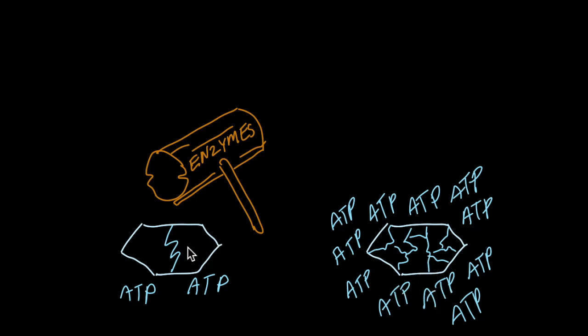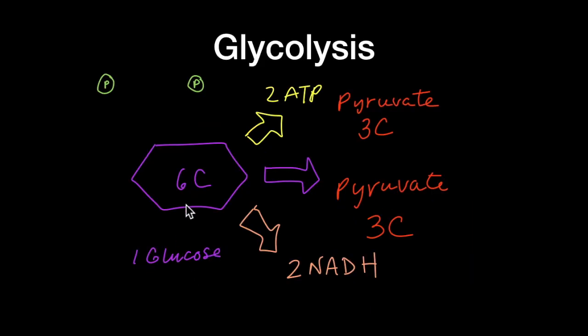So glycolysis is this part over here. We're just going to break that molecule in half. What ends up happening is we add two phosphates from ATP molecules to our 6-carbon glucose. This phosphorylation puts pressure on the molecule and enables it to be split. So this requires an input of energy, an input of 2 ATPs.